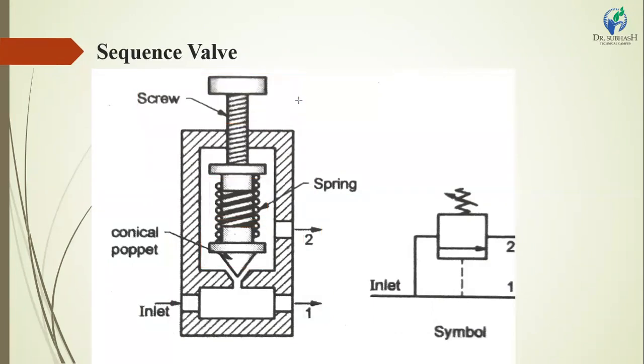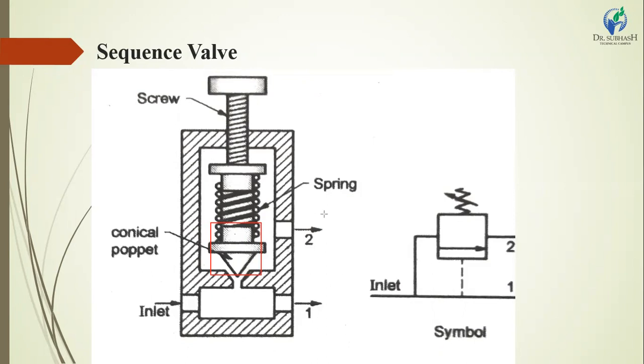A sequence valve is used to perform two operations in a sequence, one after the other. For example, consider that first cylinder one extends, and after that another cylinder will also extend through this sequence valve. It has an adjusting screw. Here one adjusting screw is given, and a spring and conical poppet are mounted inside the valve body. Due to this conical poppet, we can operate one or two cylinders sequentially or at the same time.